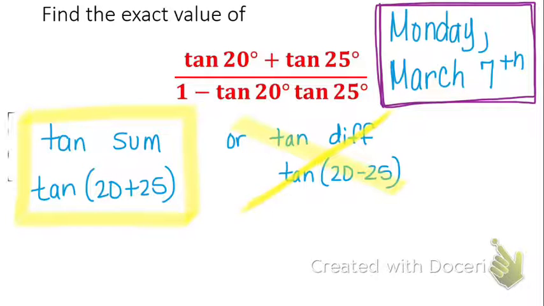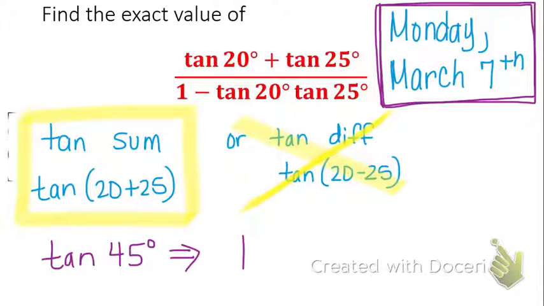And because it's tangent sum, I'm taking the tangent of 20 plus 25, which is 45 degrees. And you should know what the tangent of 45 is. So what is the tangent of 45 degrees? 1. That would be your final answer. You might need to see it again.